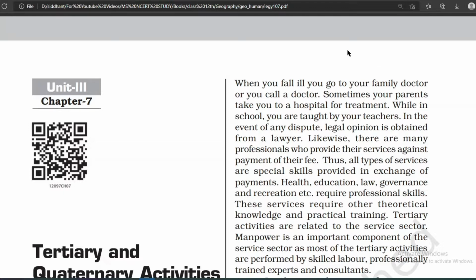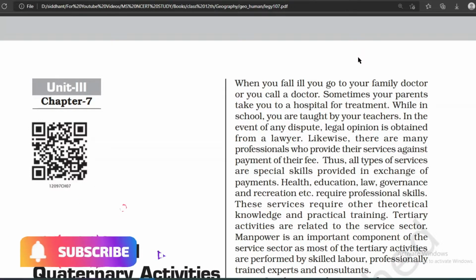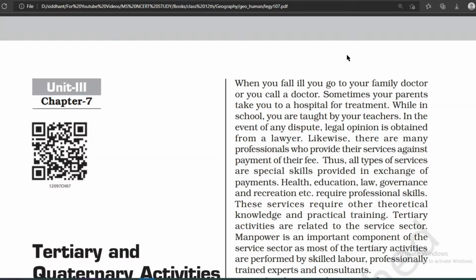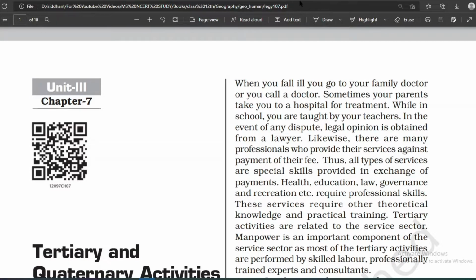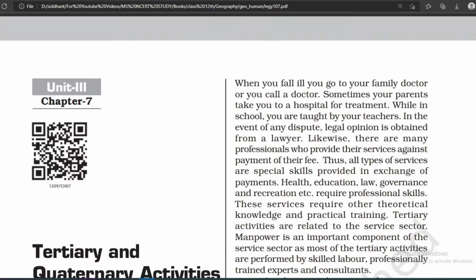When you fall ill, you go to your family doctor or you call a doctor. Sometimes your parents take you to a hospital for treatment. While in school, you are taught by your teachers. In the event of any dispute, legal opinion is obtained from a lawyer. Likewise, there are many professionals who provide their services against payment of their fee.